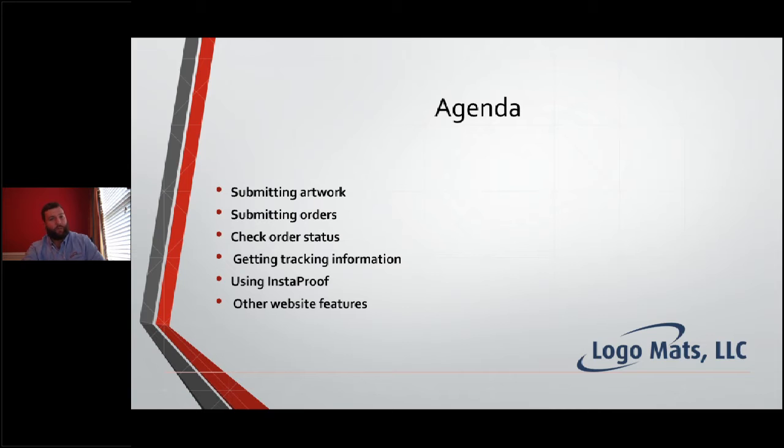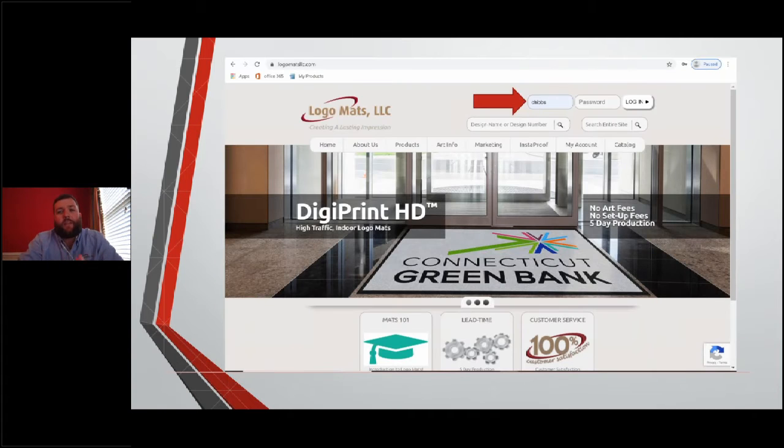Like I said, we could check order status. That includes downloading your invoice, your tracking information. You can check where your mats are in the production status, whether they've been printed or not. We'll talk about Instaproof and what it is, and then we'll talk about some other website features as well that are very, very useful.